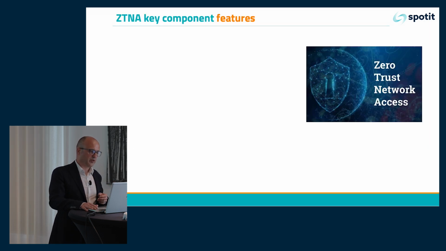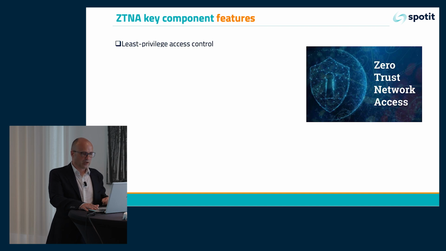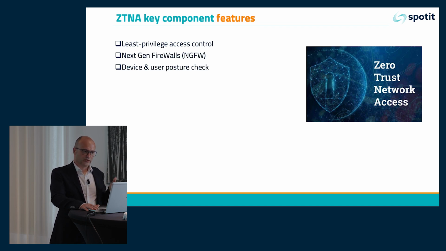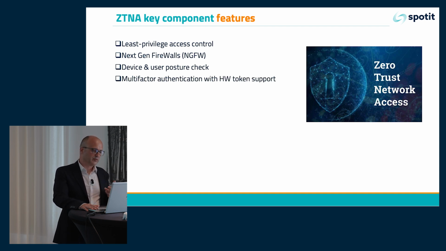But of course, it's more than the five Ws and the how, so I'm going quickly over them. You need to enable least privileged access control in the solution. It should also have next-gen firewall capabilities. That's really important. You should be able to have device and user posture checking. Multi-factor authentication with hardware token support is also important, so not only, for example, SMS-based MFA.